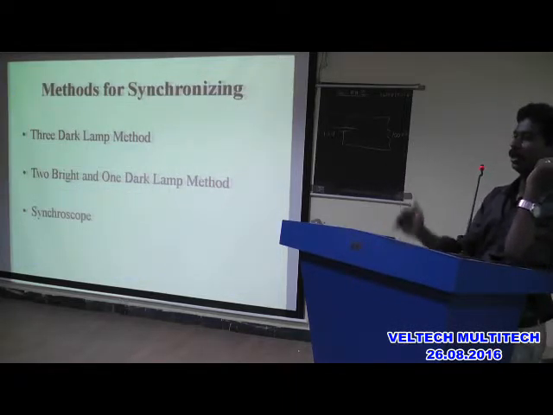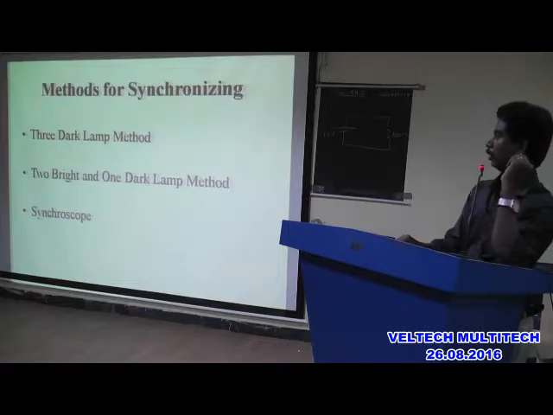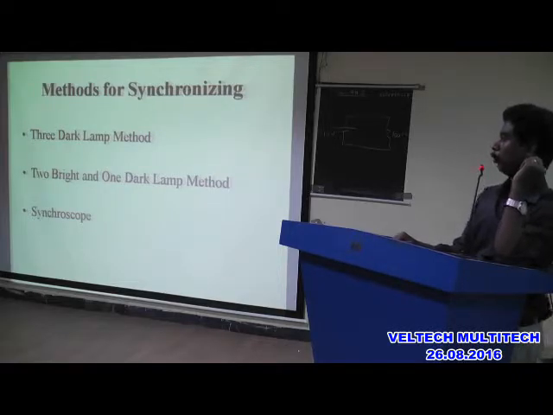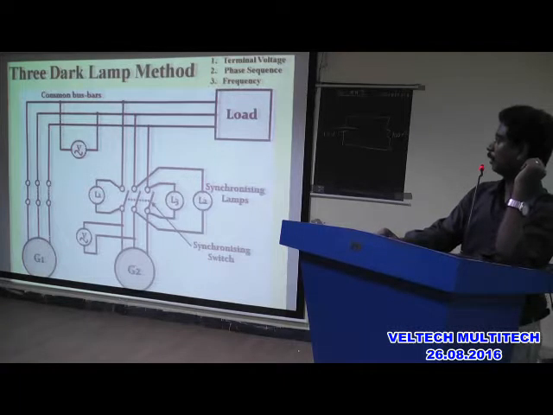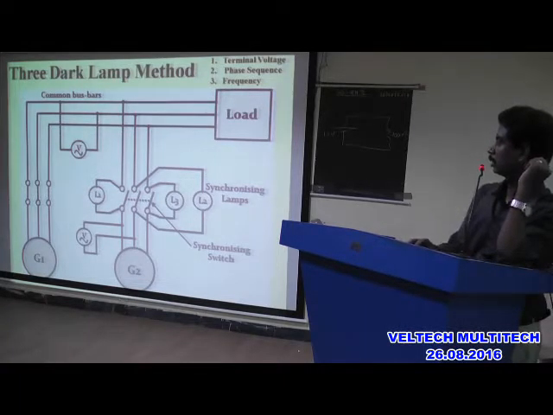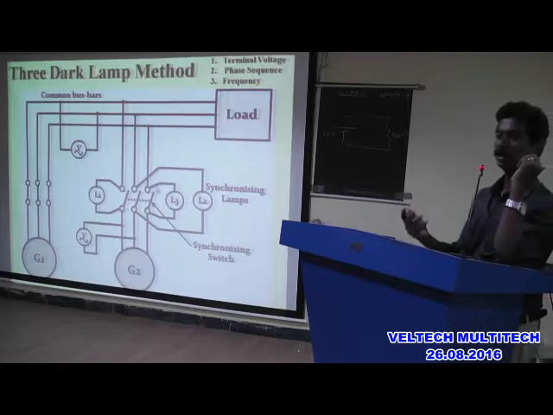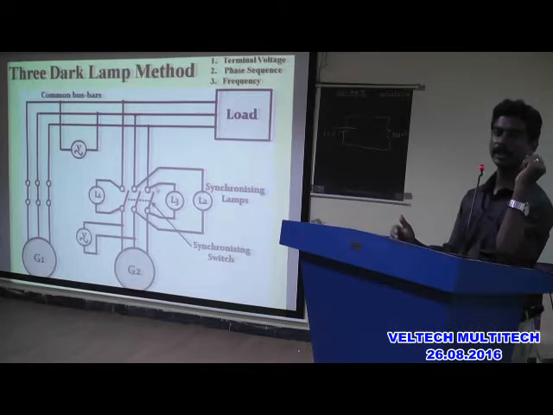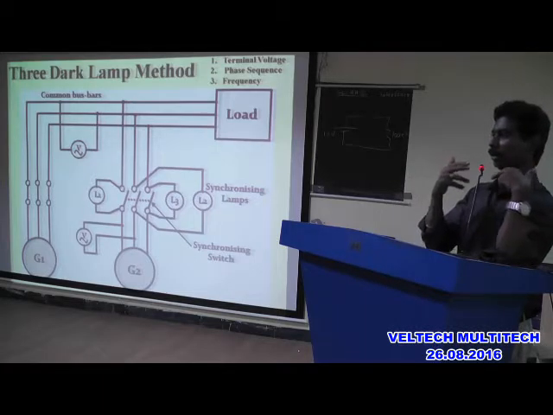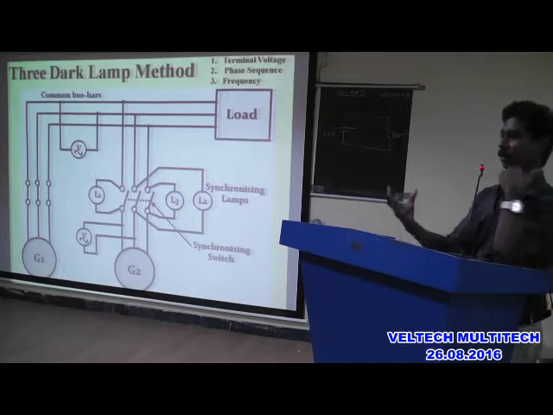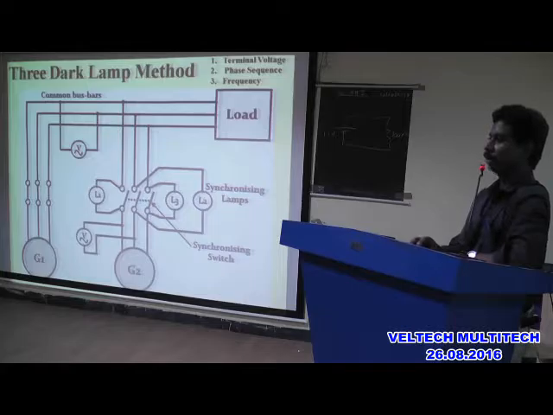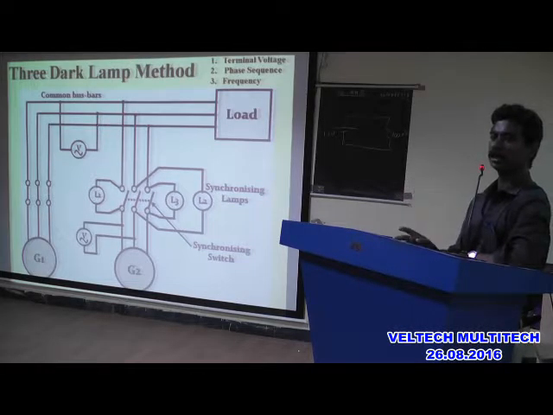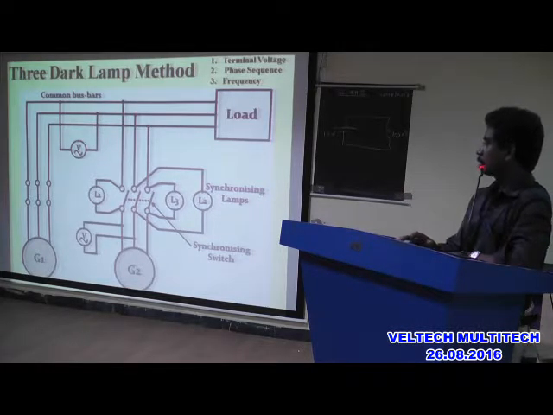Okay, so for that we have three basic methods. One is the three dark lamp method, two is the two bright and one dark lamp method, and another one is the synchroscope. So the three dark lamp method means, just this is the synchronizing switch. The synchronizing switch is nothing but a combination of TPST switch, that is triple pole single throw switch. Then in each leg you will have a lamp, a normal incandescent lamp. The arrangement of lamp and switch is called the synchronizing switch.